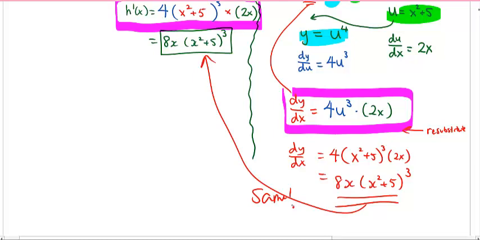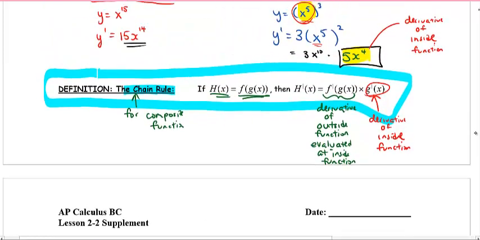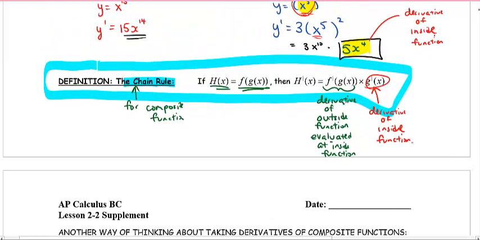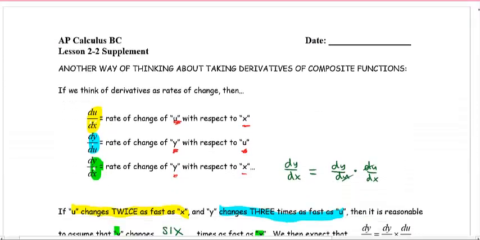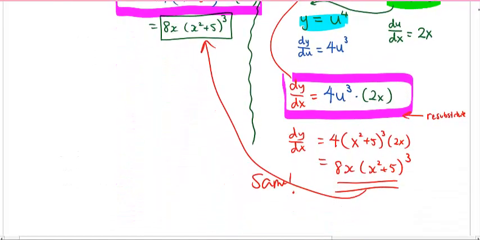Okay, now I'll let you decide which one you like. Tell me when you get back to class or write to Teams, but I'm curious as to which method you like: the alternate form, the one with u, or the definition form using this outside inside function stuff. Alright, now you're ready to watch the lesson 2.2 video, so go ahead and do that and then get to work.